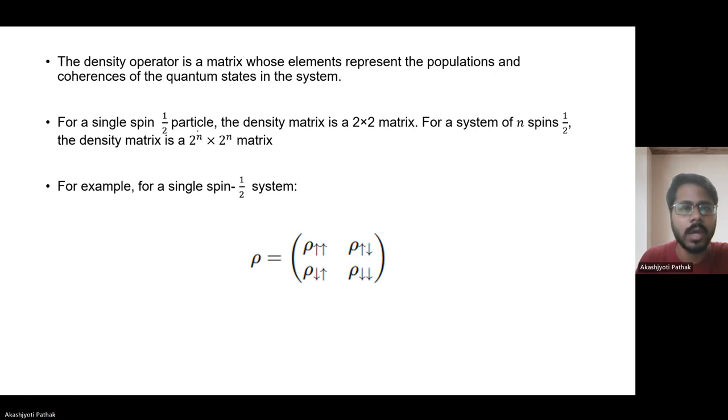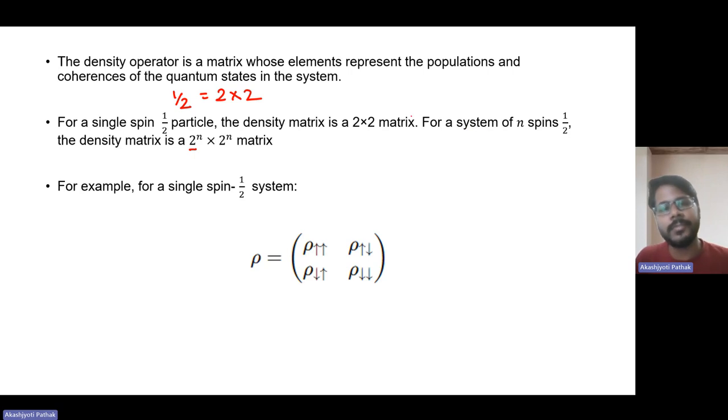So why is it 2? Why is it a 2 for a single spin? If there is only a single spin half particle, then the density matrix will be 2 into 2. Why is it so? Because we know that each nuclei can exist in two states, one is the alpha state and another is the beta state. Since the density operator is a matrix, and we have two states for each nuclei, it will be a 2 into 2 matrix.